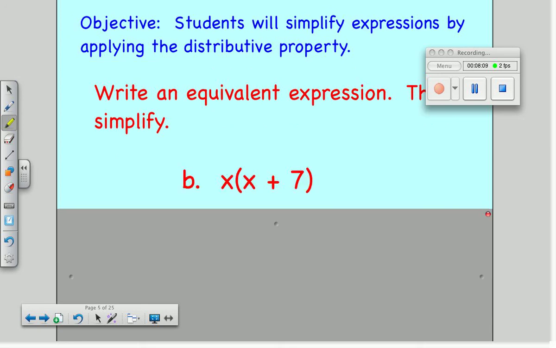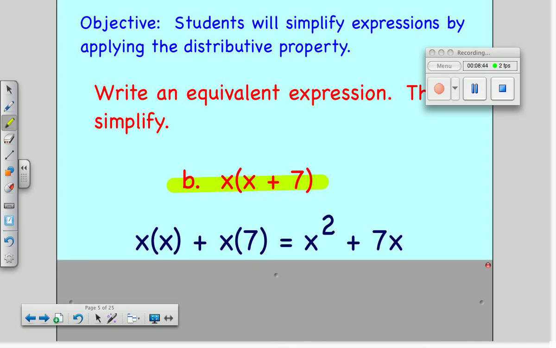Let's try another one, B. X times x plus 7. So this is taking you back now to 1.3, right? You're going to see that in just a second. So x times x plus 7, we're going to distribute the x outside of the parentheses to everything inside of the parentheses. Again, you cannot combine the x plus 7. That can't be done because x and 7 are unlike terms, and you cannot combine unlike terms.